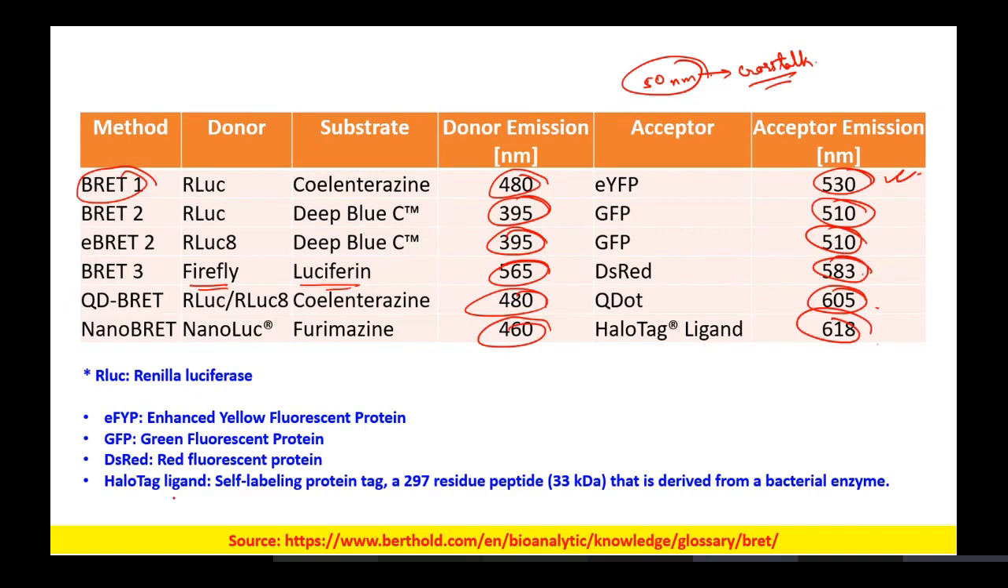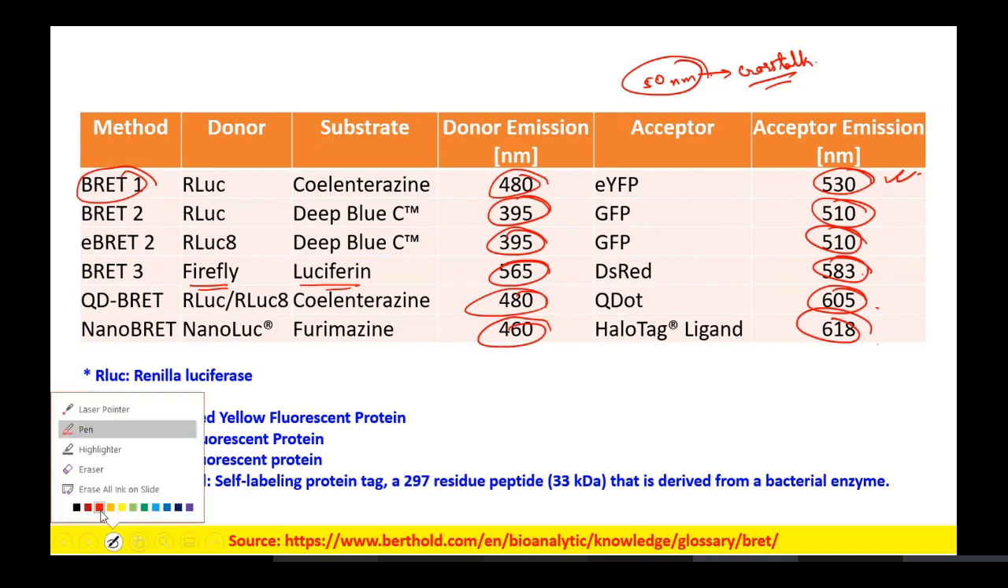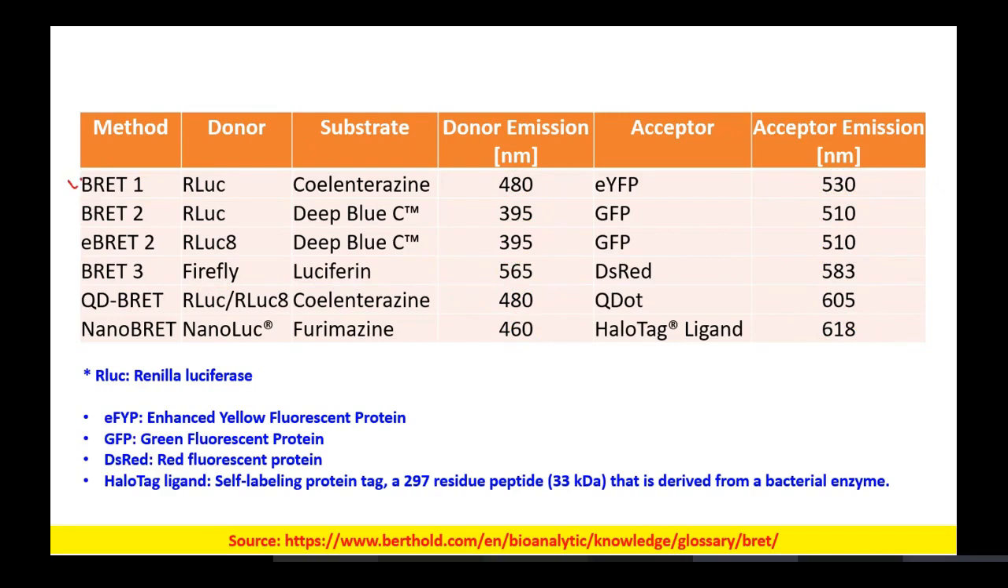Okay, so the takeaway point is that when you are working with BRET 1 and BRET 3 methods, you have to be very careful with the optical systems. You have to use very high quality optics, otherwise there are chances of overlapping of the donor emission and the acceptor emission. Okay.